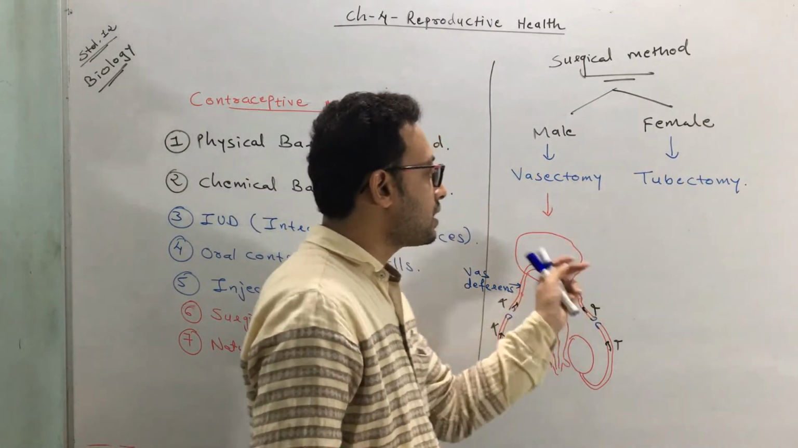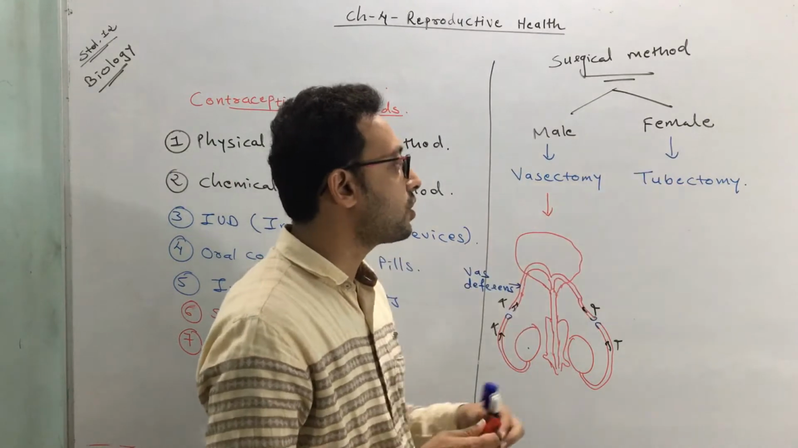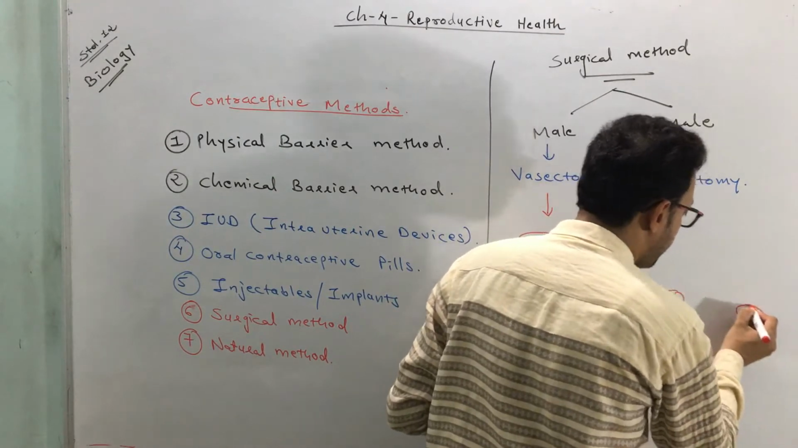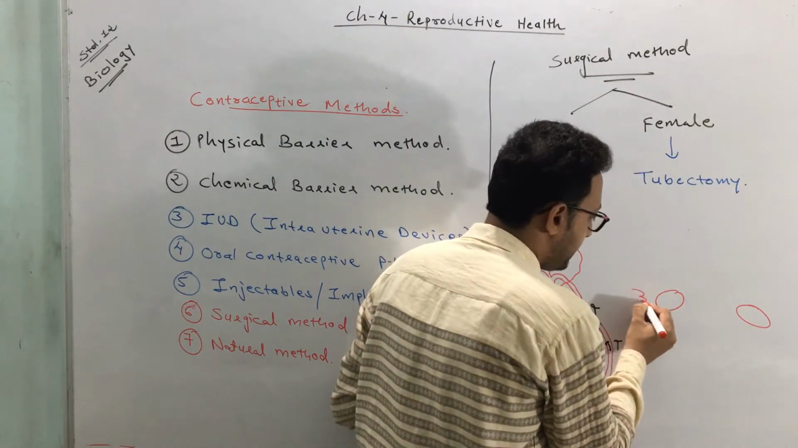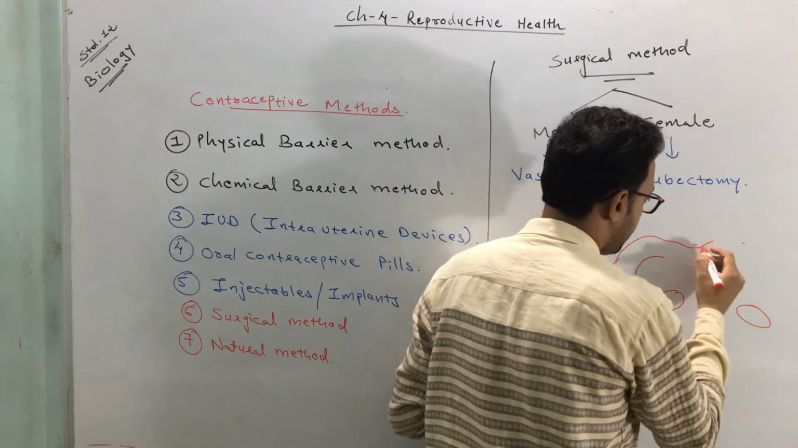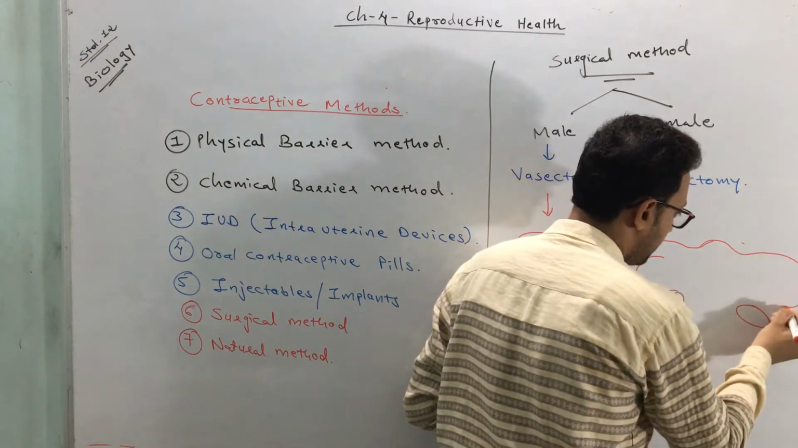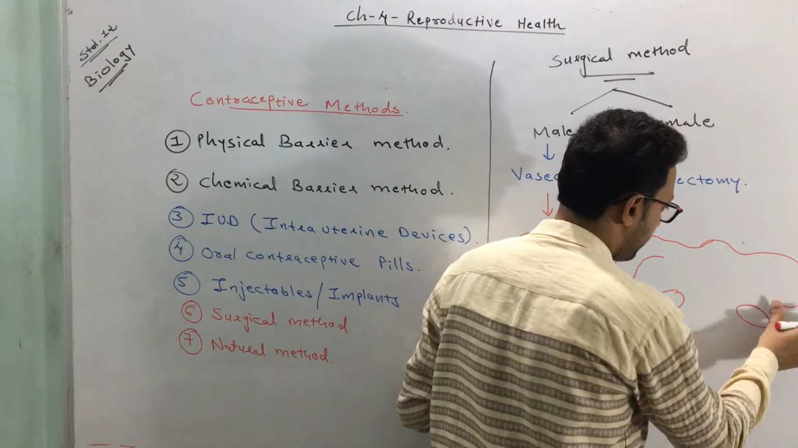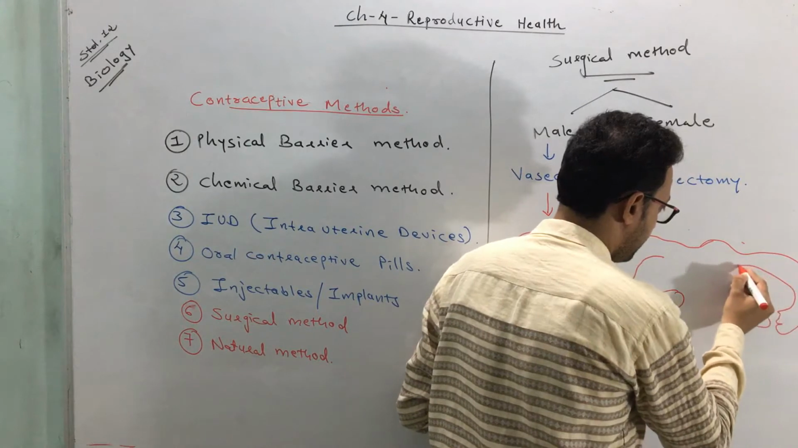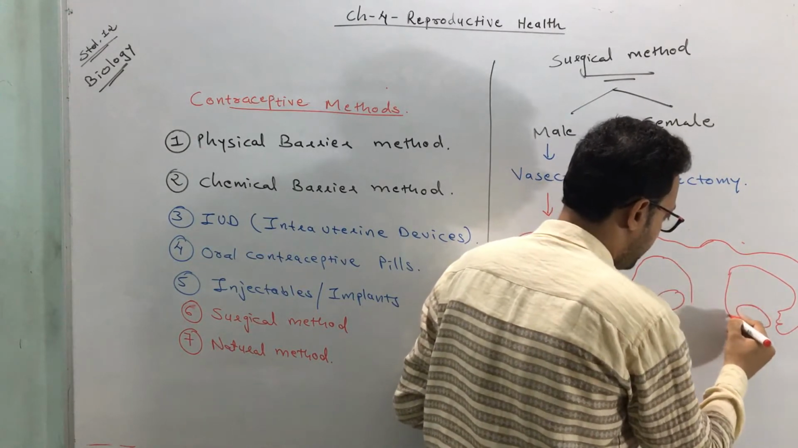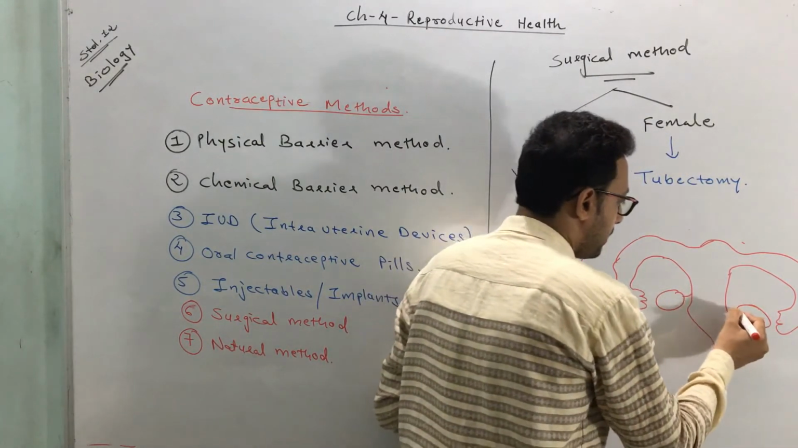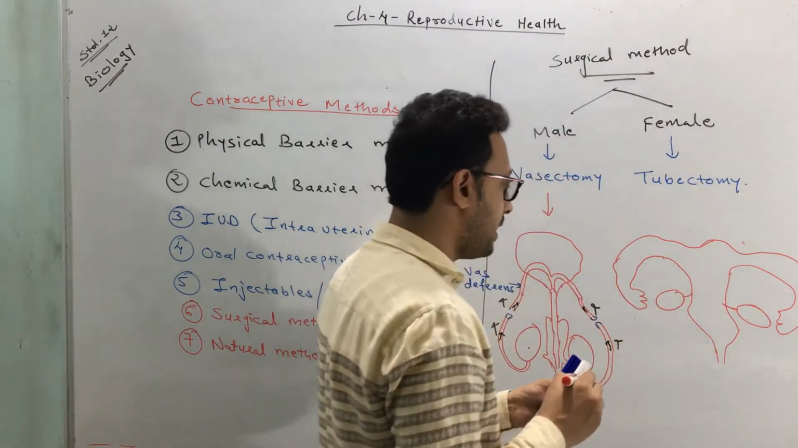Now, a similar surgical procedure which is performed in a female is called tubectomy. So what in a tubectomy has to be performed? Assume that these are the ovaries. I am just drawing the schematic diagram. Okay, and it is a fallopian tube. This is a uterus, cervix and vagina. These ovaries are attached to the wall of the uterus and the pelvic cavity.